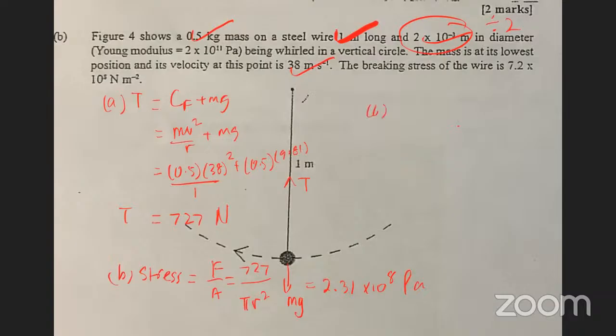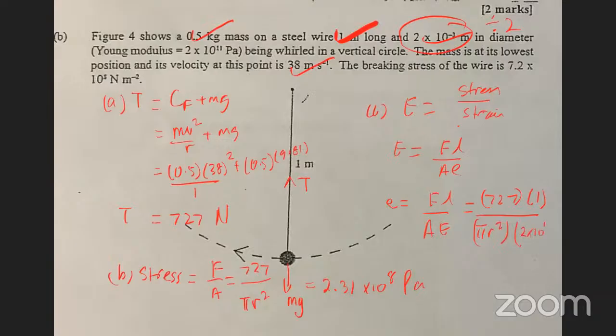All right, so for the last part we're using Young's modulus, which is stress over strain. Since we have all the quantities already, we can use E equals FL over AE, and make the extension the subject of the formula, FL over A times capital E. F is 727. The length of the wire is 1. The area was pi r squared, whatever that was. And Young's modulus was 2 by 10 to the 11. And it should get 1.155 by 10 to the minus 2.